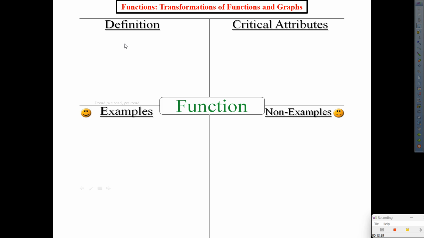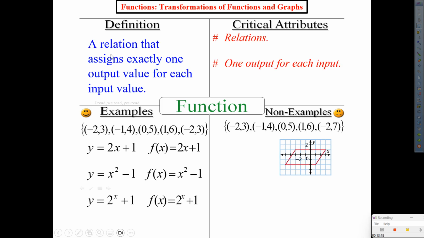All right. Function. Well, it's a relation that has exactly one output for every what? Inputs. Yes? Did you get something like that? Yes? Very good. All right.